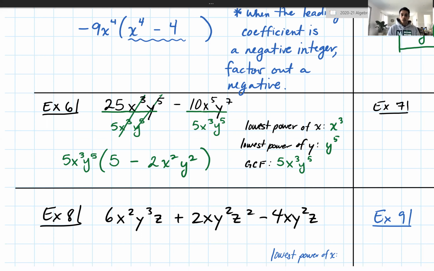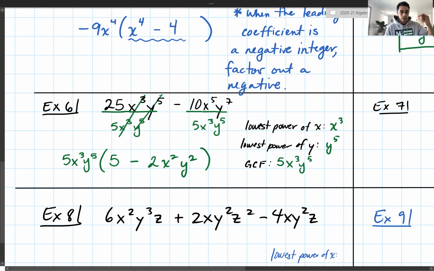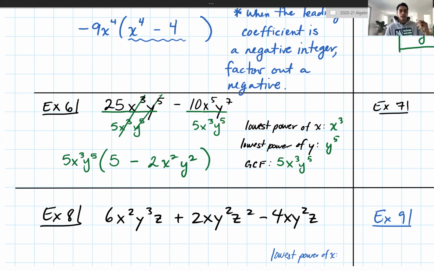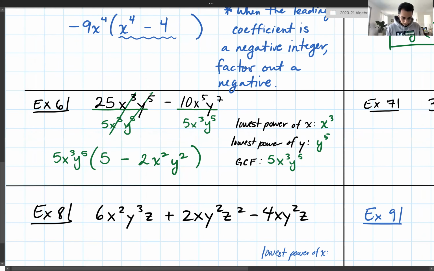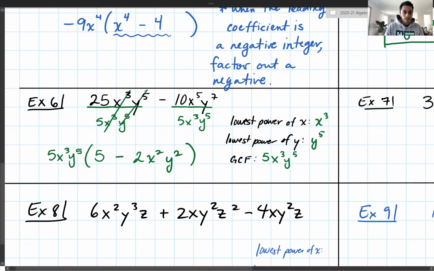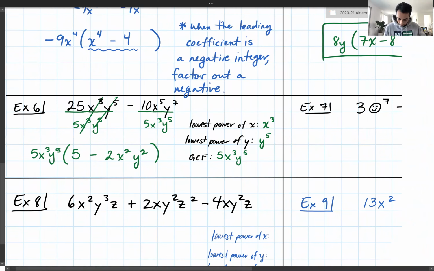So there it is. You break it up into parts. Look for the common factor between the integers. Look for the lowest power of x if they both share x, and look for the lowest power of y if they both share y. That is what helps us build the GCF when there are multiple parts to it. Any questions there for number 6? All right, good, cool.